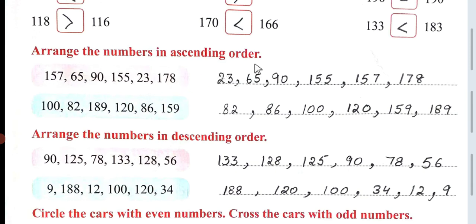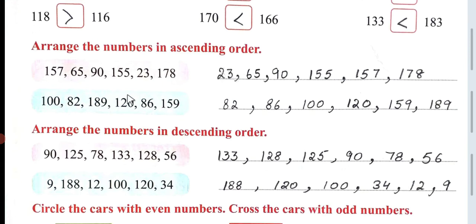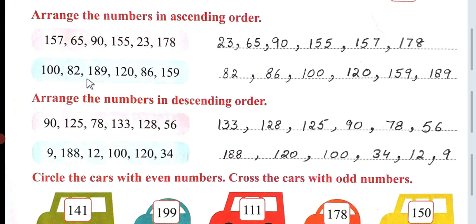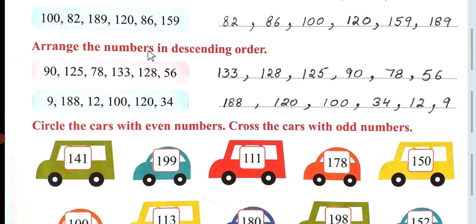So first is 23, you will put here, then 65, then 90, then 155, then 157 and 178. So again in the second line, 82, 86, 100, 100 and 120, 159 and at the last 189.